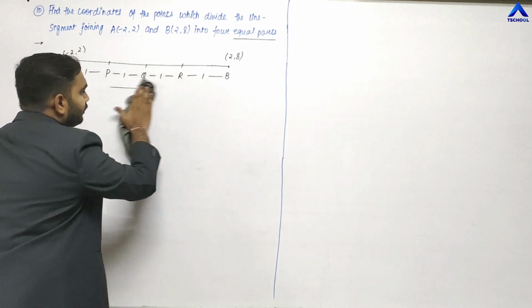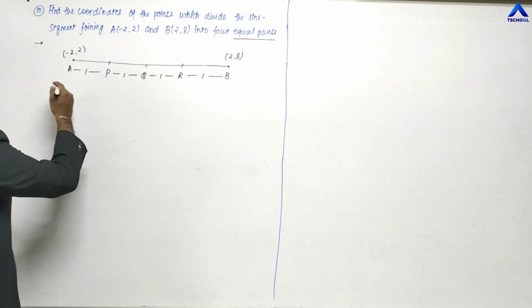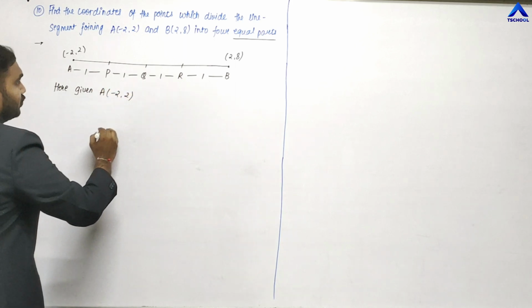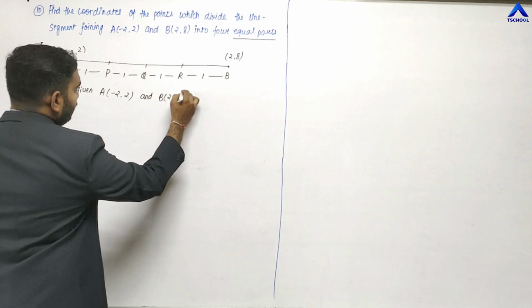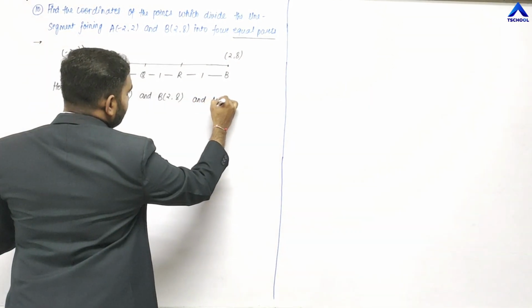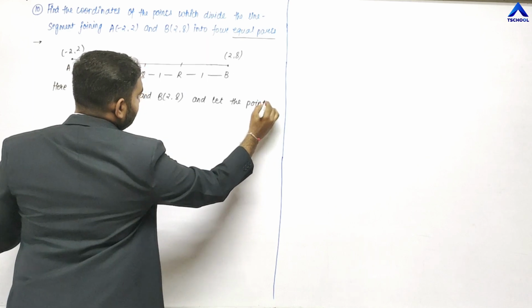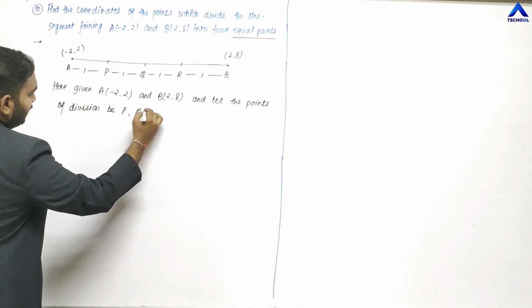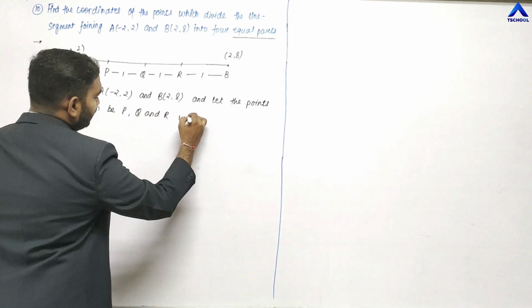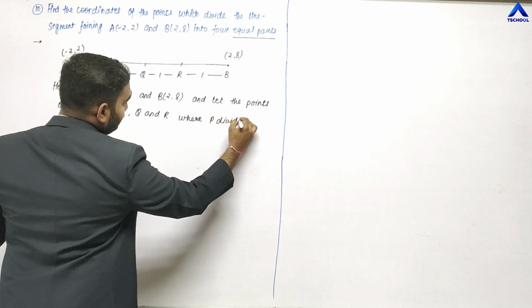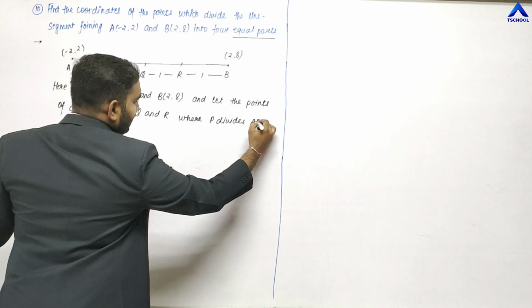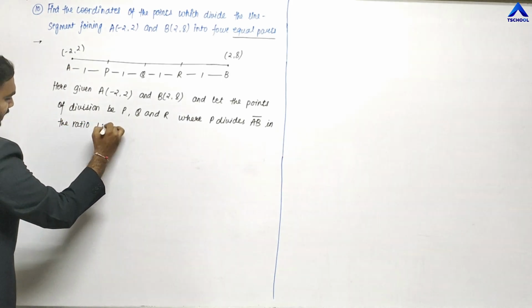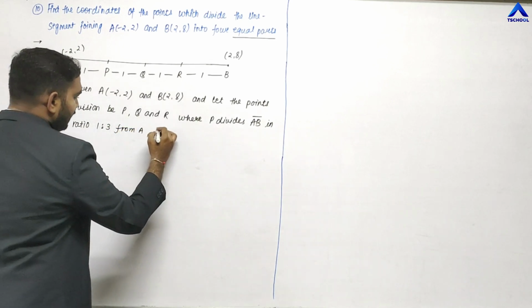Here, given A (-2, 2) and B (2, 8), let the points of division be P, Q and R, where P divides line segment AB in the ratio 1:3 from A.